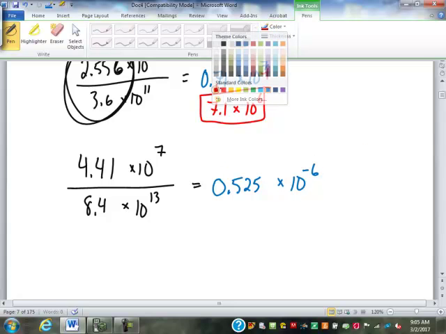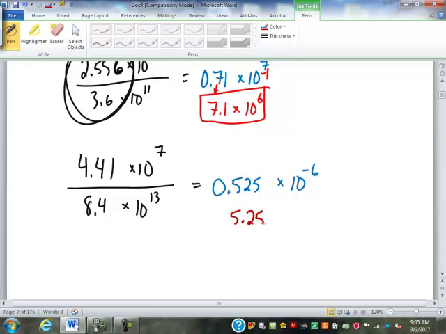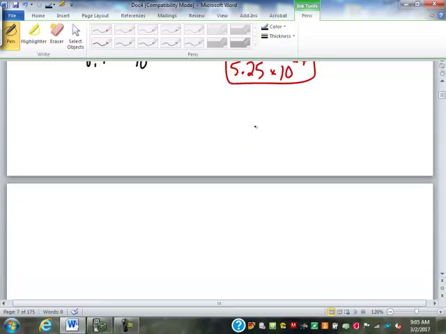Now what do we have to do here? Move the decimal, 5.25 times 10 to the... this number got larger, so the power gets smaller. -6 minus 1 is -7. What do you think? Not horrible?